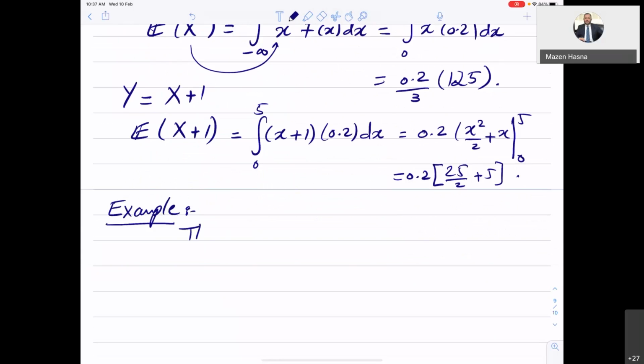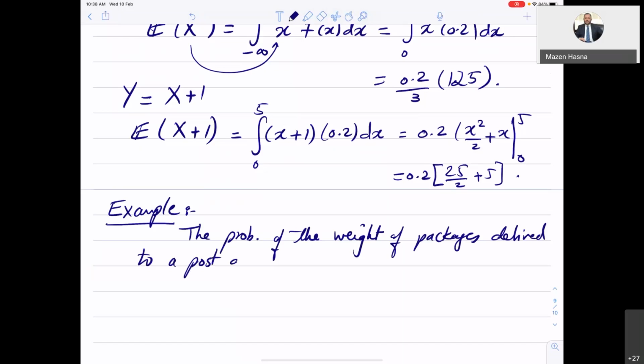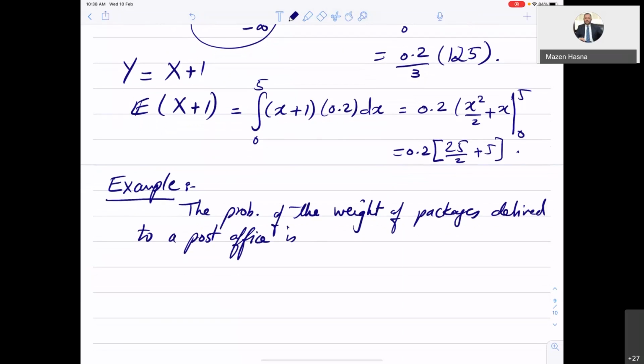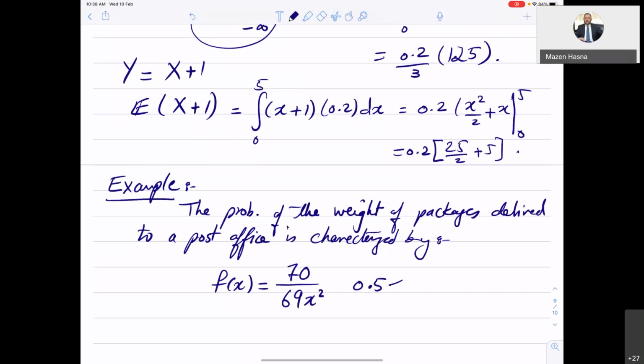So this example says that the weight of packages delivered to a post office is characterized by f of x equals 70 over 69 x squared, for 0.5 less than x less than 35 kilograms.